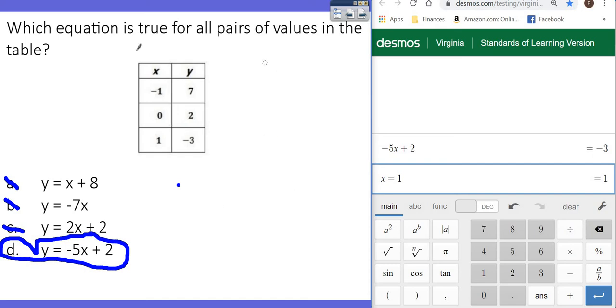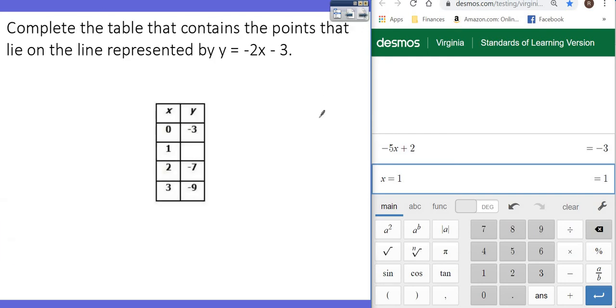Just use Desmos for this, and you will get them right. Desmos and patience. That's what you need. Be careful. All right, love you guys. Let's go on to the next one.